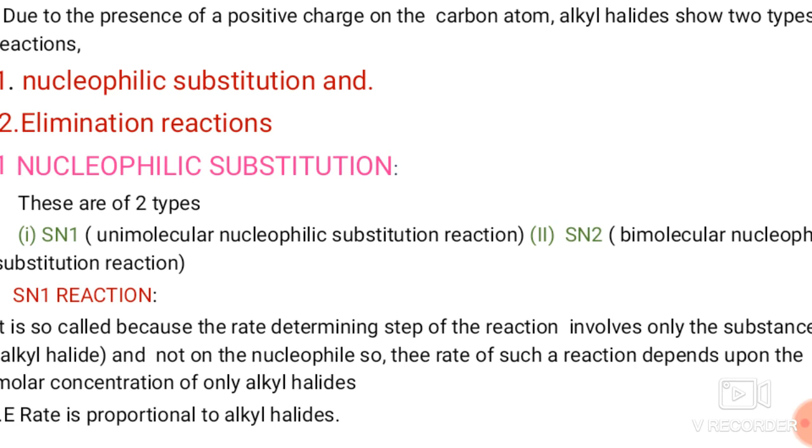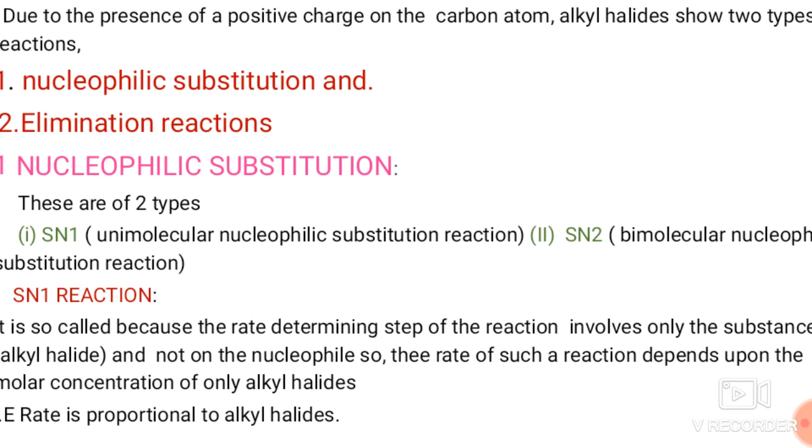Due to the presence of a positive charge on the carbon atom, alkyl halides show two types of reactions. One is the nucleophilic substitution reaction and the second is the elimination reaction. We will see them one by one. First is the nucleophilic substitution reaction. These are of two types. One is SN1, that means unimolecular nucleophilic substitution reaction. The second is SN2, bimolecular nucleophilic substitution reaction.